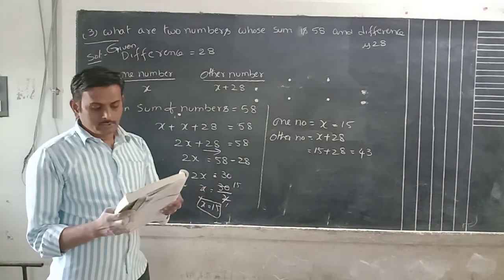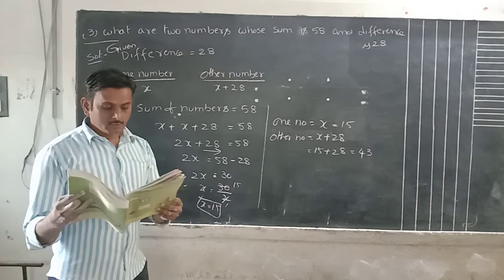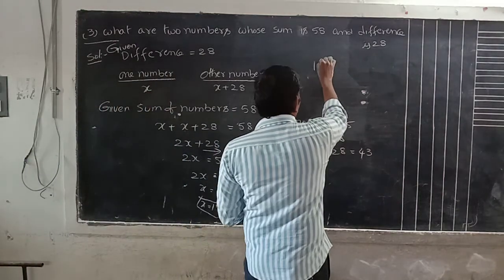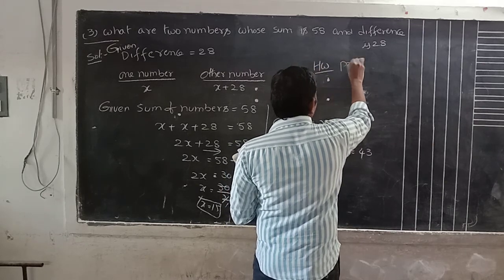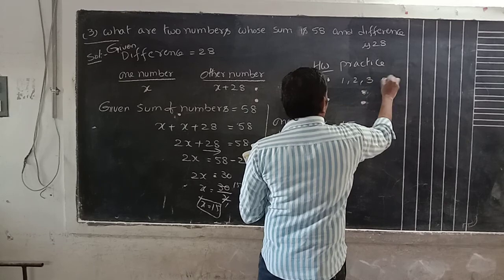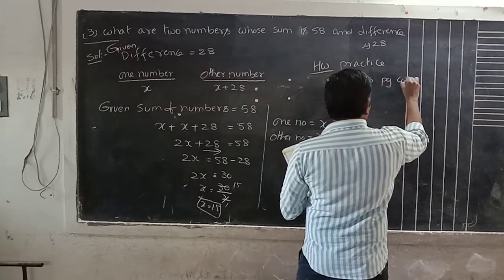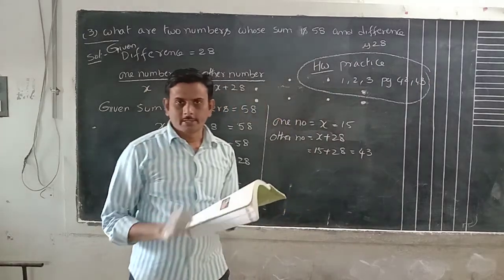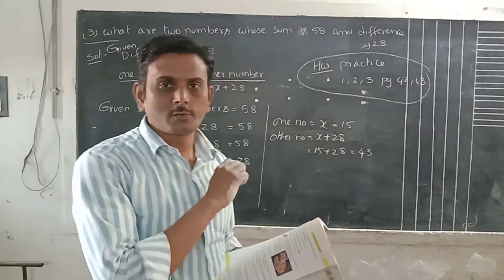Okay, what is the homework today? We have to practice the first one, second one, third one. Homework: practice first, second, third one, page 40 to 42. Practice these. In today's class only, those sums which we discussed in this class, practice those again.